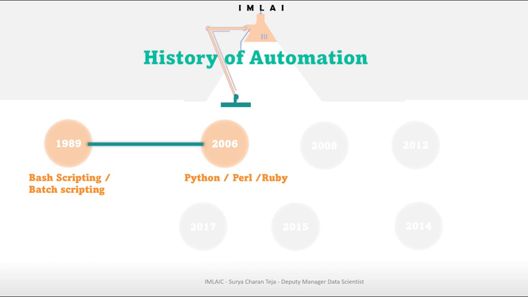So system admins or operations teams started adopting programming languages like Python, Ruby, and even Perl. Among all of these three, Python got more popular because of its huge libraries, where we got libraries to automate various kinds of things.